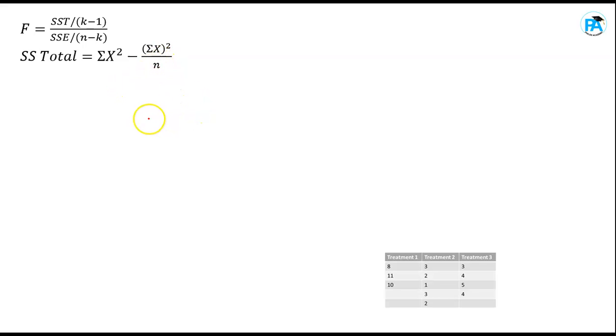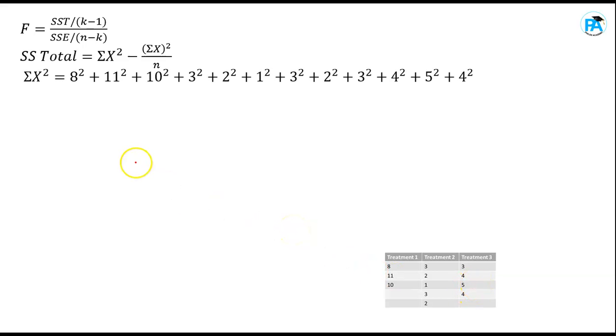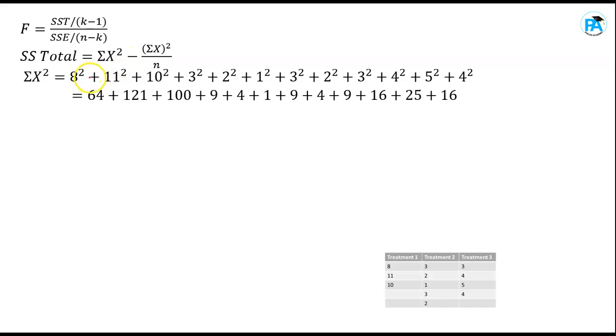What do we mean by this? When we say sigma x squared, it means that you should square each x. Each observation is known as x. So 8 square, 11 square, 10 square, 3 square, 2 square, 1 square, 3 square, 2 square, 3 square, 4 square, 5 square, and 4 square. You should square each of them and add them together. You see what I've done here? Then, you can punch all this on your calculator and get the answer straightforward. Or because I'm teaching, I just decide to do them step by step. So 8 squared gives me 64, and so on. Then you add them together, you get 378.